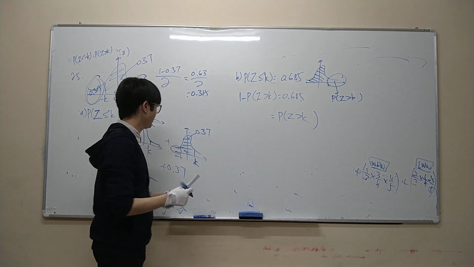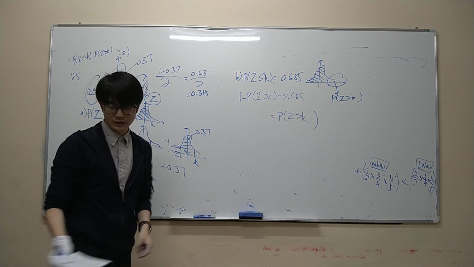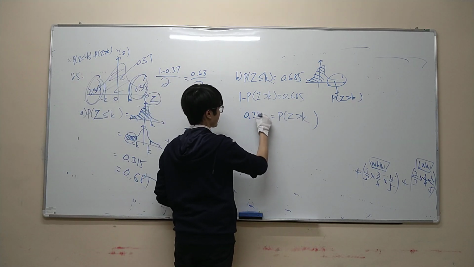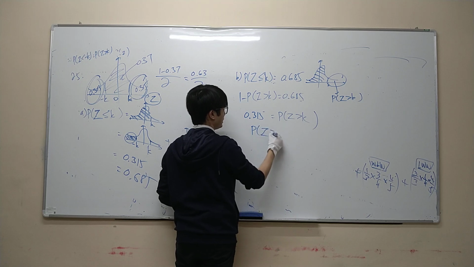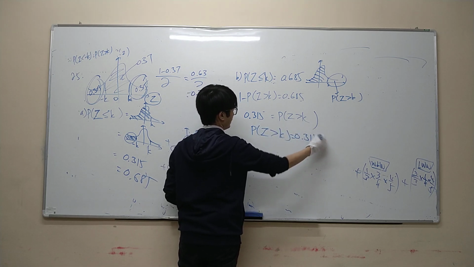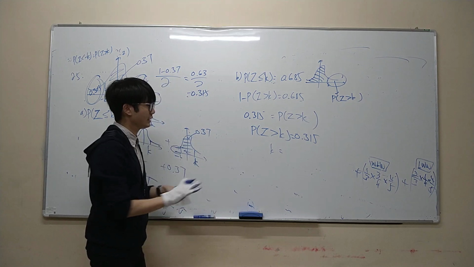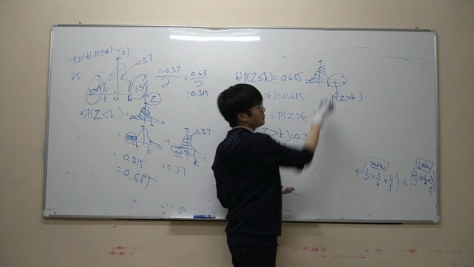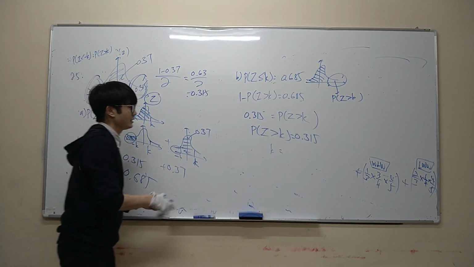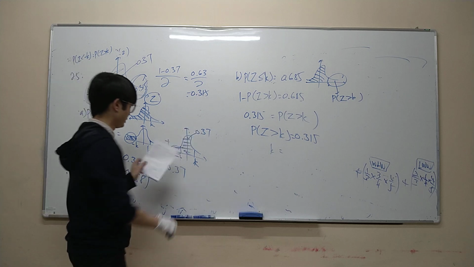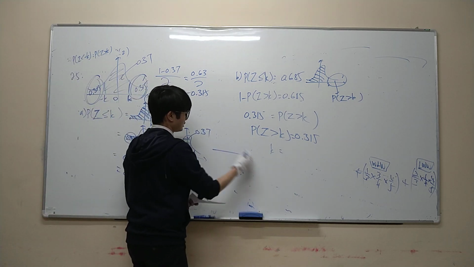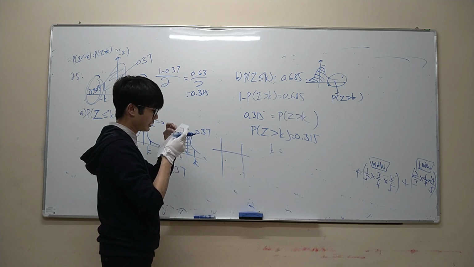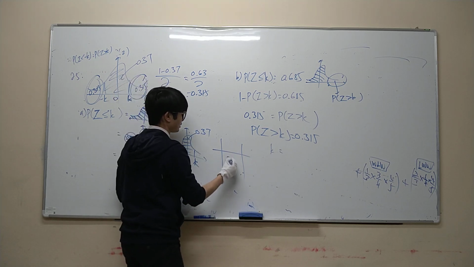What's 1 minus 0.685? Just press 1 minus 0.685. 0.315. So P(z > k) is 0.315. And k will be a positive number. Okay, no need for negative, it will be positive. How do I know? Because your k is positive. Right? So just look at the table, searching in reverse. You find 0.315 or slightly more. You will find 0.3156.